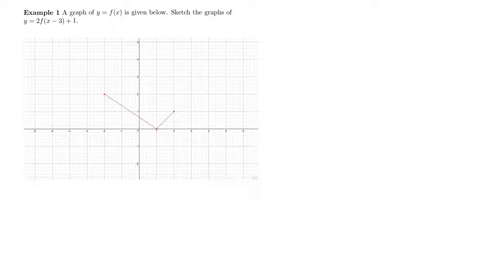Given the function y equals f of x, we want to sketch y is equal to 2 f of x minus 3 plus 1. So we have y is equal to 2f of x minus 3 plus 1. For this example, since we know how the transformations work, I'm just going to write down what each number does to this function and the order in which it applies it.